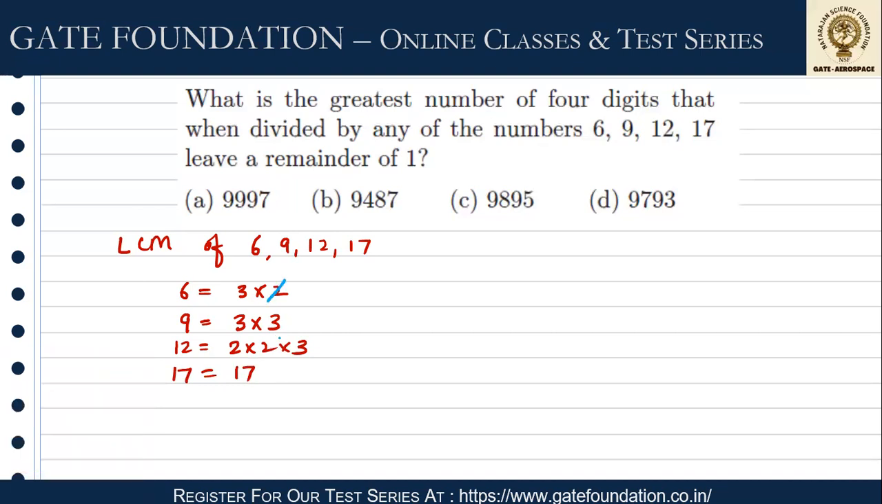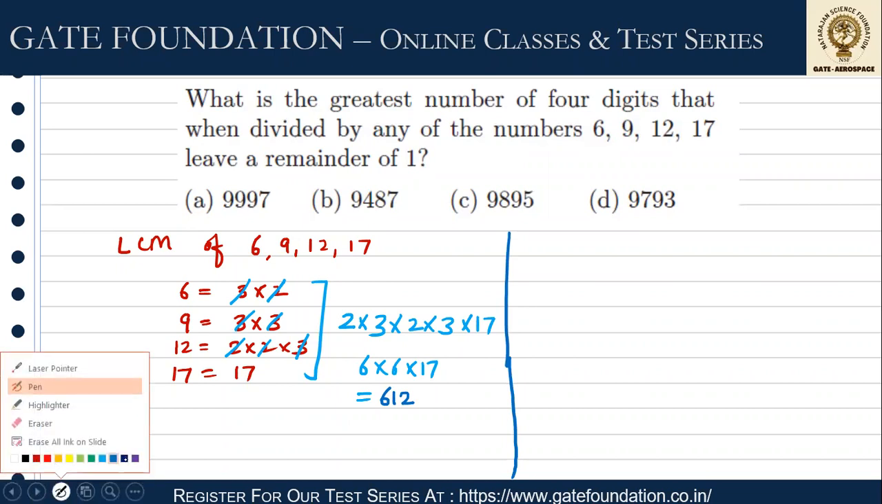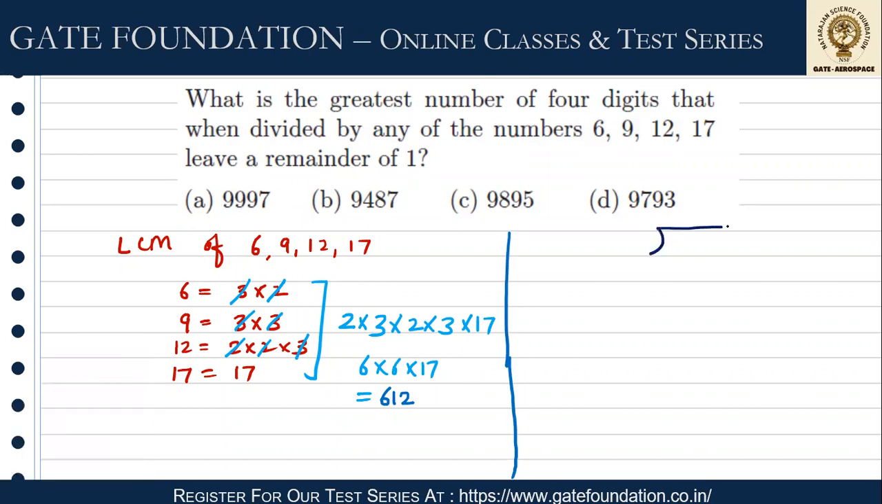So let's say I take 2, so I'll cancel 2 from each of them. If I take 3, I'll cancel 3 from each of them once. Then there is 2 left, so I'll take 2 more, 3 once more, and 17 is there. So I'll get 6 into 6 into 17, which will be, what is the answer? 612. Now, I will be talking about the greatest 4-digit number 9999, and I will be dividing it by 612.